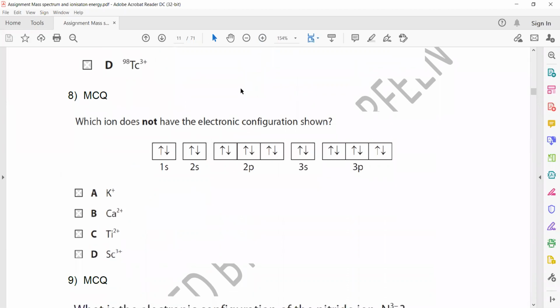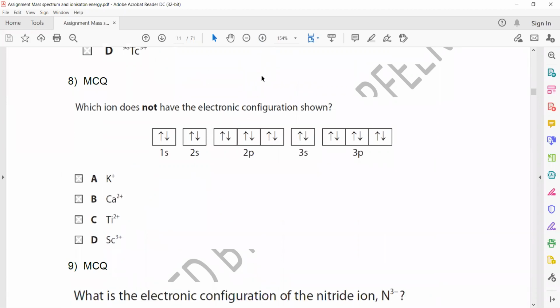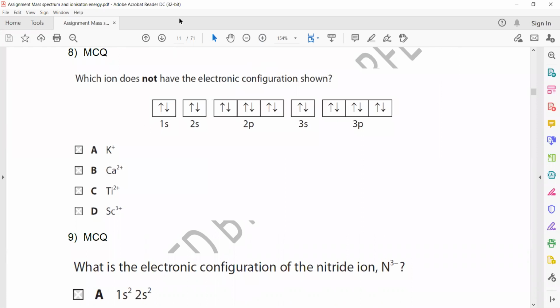In question 8, which ion does not have the electronic structure shown? So potassium, how many electrons will it have? It will have 18 electrons because 19 are there, it lost one. Calcium will have 18 electrons.